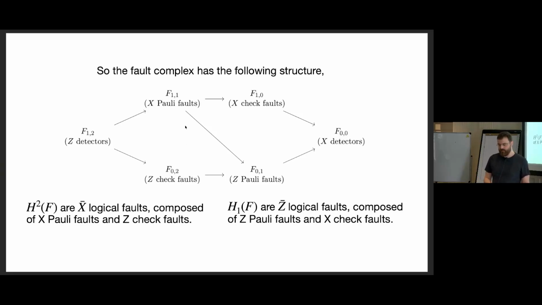And as before, I'm going to use the homology to study equivalence classes of various things. In particular, if I take my chain complex at degree 2, then technically speaking, this is a superscript rather than a subscript, so I'm thinking about the chain complex going the other way to make it a co-chain complex, but that's by the by. The point is that at degree 2, I can classify equivalence classes of X-type logical faults, and the same thing for Z-type logical faults at degree 1.